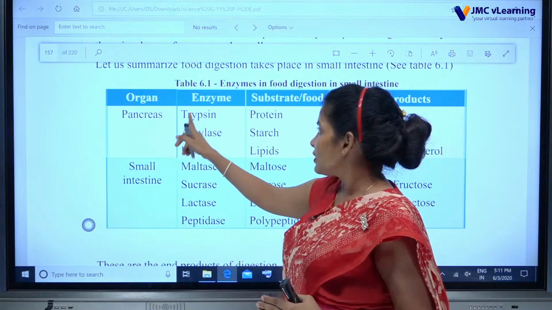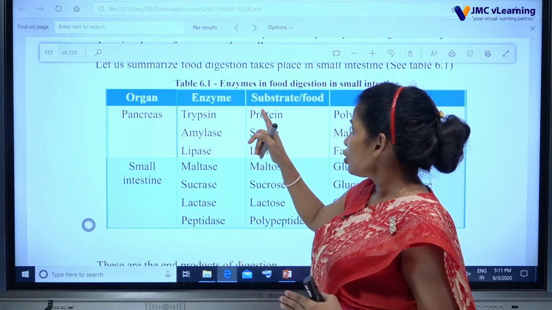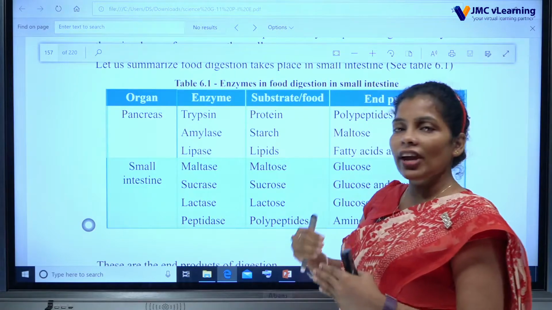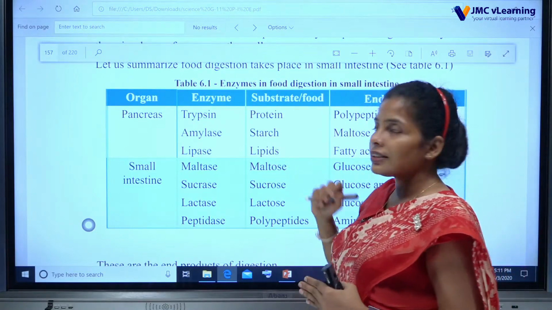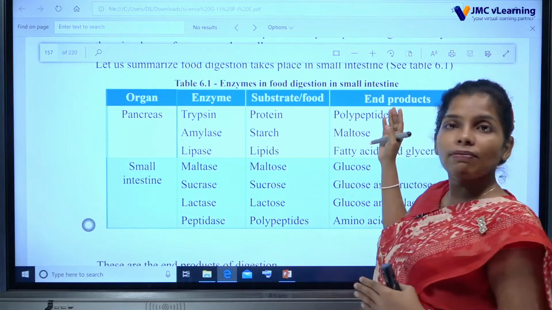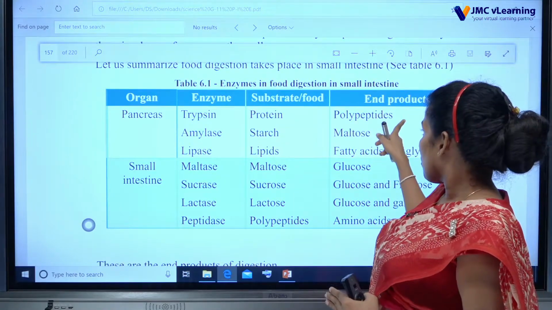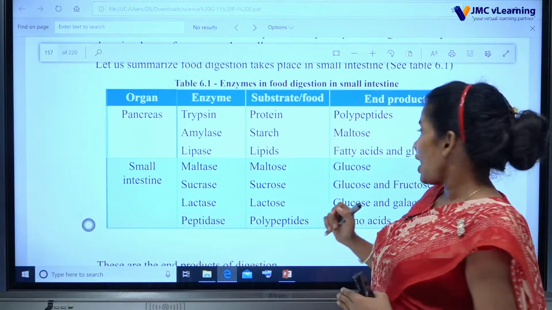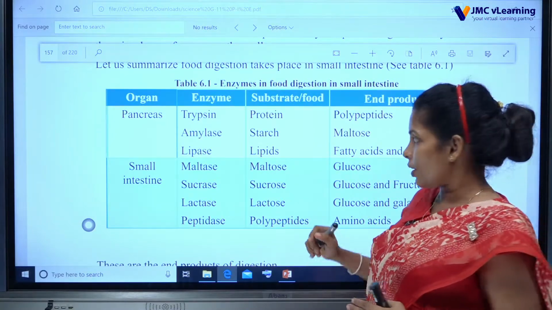So, for the pancreas, these are the enzymes. Which substrates do those enzymes affect? These are the substrates, that means protein, starch and lipids. And these are the final products: polypeptides, maltose, and fatty acids and glycerol.